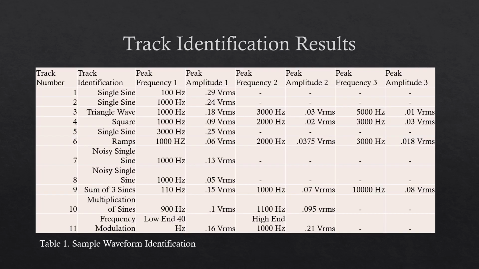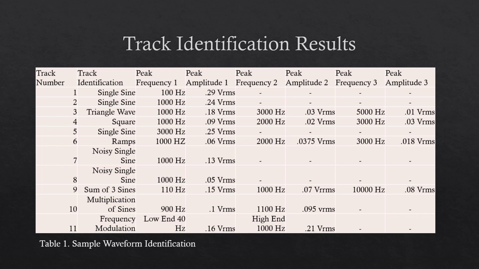So here are the track identification results. I won't go through all of them. The important ones to note are your triangle, square, and ramp waves, which we see all have multiple component frequencies. So you see they all have a 1,000 hertz primary frequency with some higher frequencies that aid to adjust the form of the wave. We also had two that had noise mixed in, so not quite crisp, clean waves like we saw in the regular single sines.